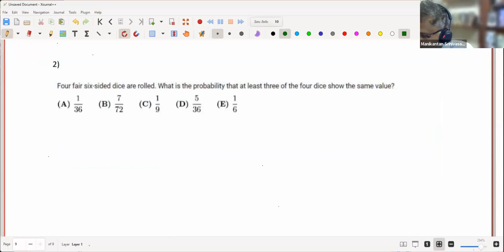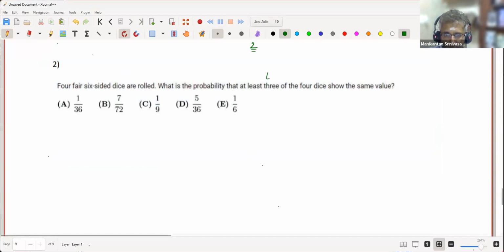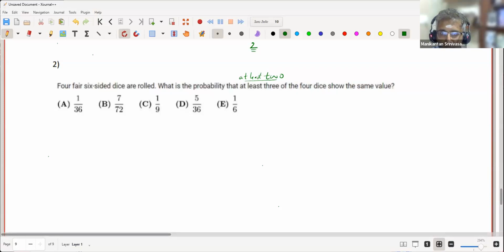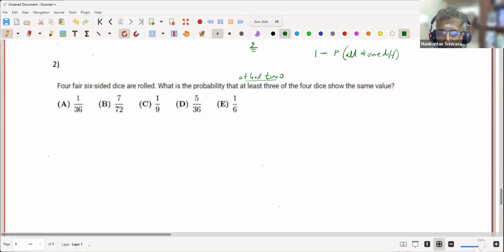And then if you remember, I gave an extension to this question to say, what is the probability that at least 2, right? So I changed this to at least 2. And then I said the easiest way to do that was 1 minus the probability that all 4 are different. So that was 1 minus the probability that all 4 are different, which is how much?